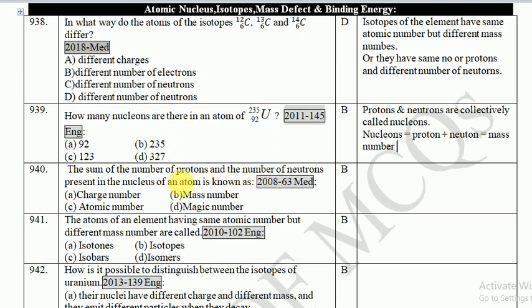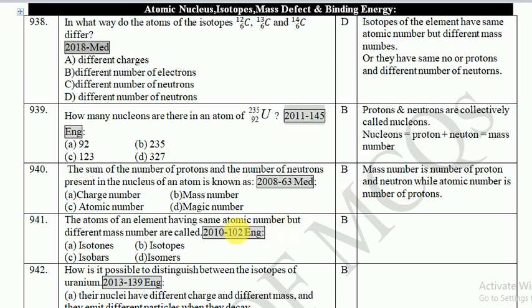The next is, the sum of the number of protons and neutrons present in the nucleus is known as what? Charge number, mass number, atomic number and magic number. So mass number is the number of protons and neutrons, while atomic number is the number of protons only. So this was the definition of atomic number and mass number, simple MCQs.